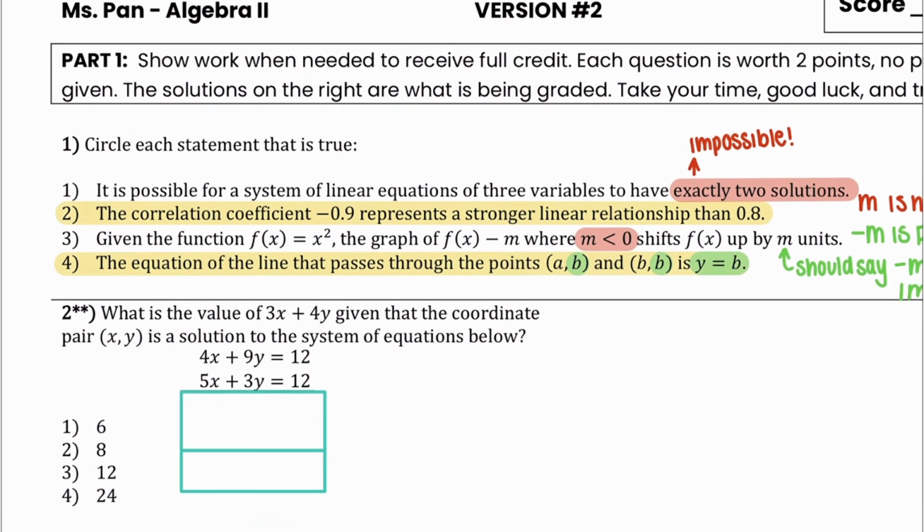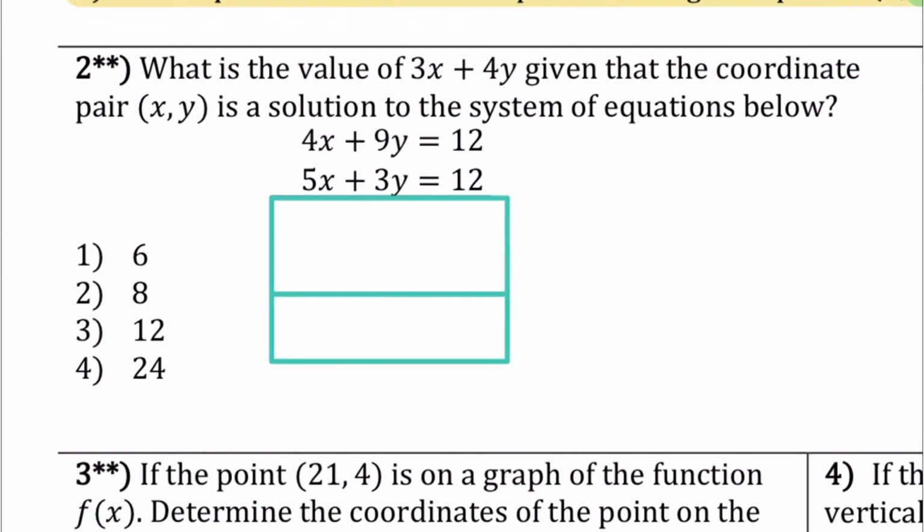Okay, move on. Number 2. Once again, we see a starred question, so we've got to show work in order to earn full credit. This question is actually from the SAT, which is quite cheeky. So let's see what this is even saying. What is the value of 3x plus 4y given that the coordinate pair (x, y) is a solution to the system of equations below?